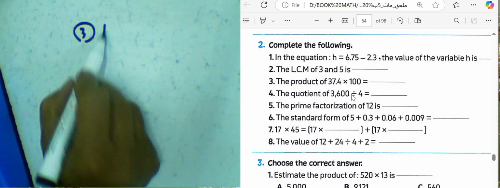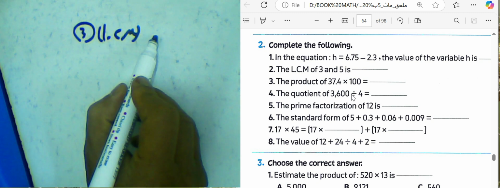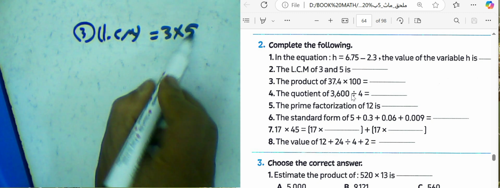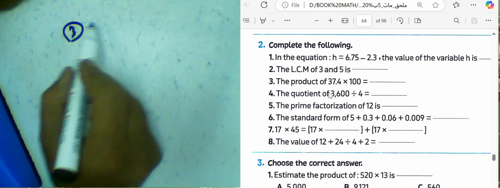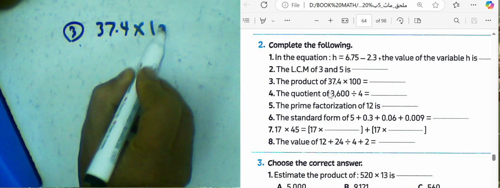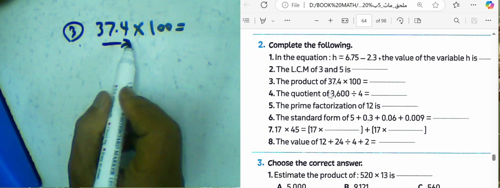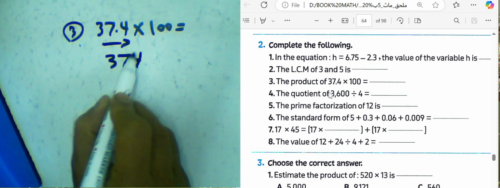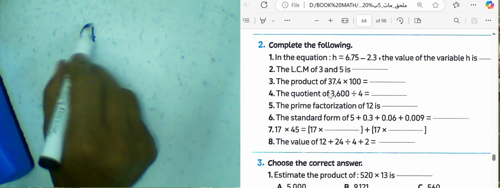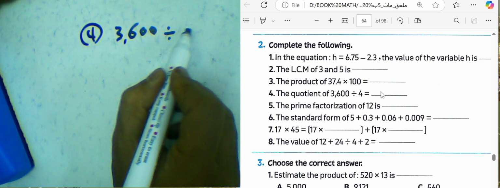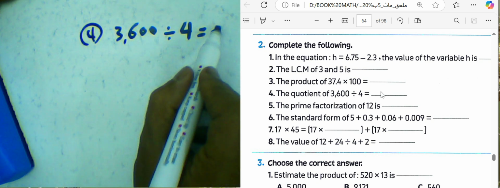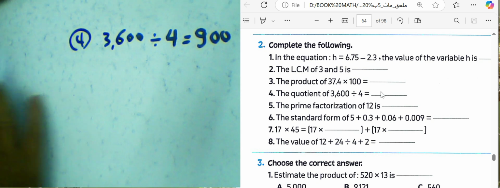Question number 3, the least common multiple of 3 and 5, it will be the product, 3 times 5 equal 15. Question number 3, the product between 37 and 4 tenths by 100, we must move the point right hand side by two places, as 3, 7, 4, and 0. Next question number 4. 3600 divided by 4, 36 divided by 4 equal 9, and then write double 0.